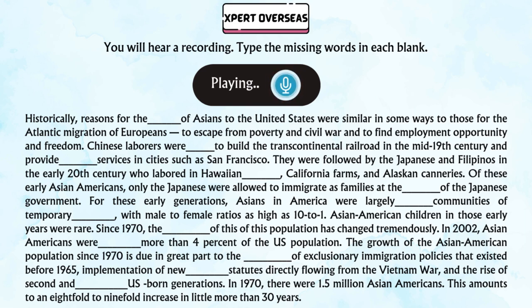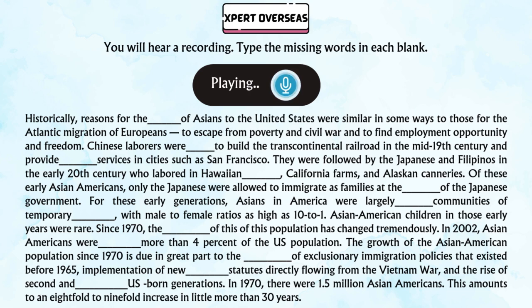Historically, reasons for the migration of Asians to the United States were similar in some ways to those for the Atlantic migration of Europeans: to escape from poverty and civil war, and to find employment, opportunity, and freedom. Chinese laborers were recruited to build the Transcontinental Railroad in the mid-19th century and provide domestic services in cities such as San Francisco. They were followed by the Japanese and Filipinos in the early 20th century, who labored in Hawaiian plantations, California farms, and Alaskan canneries.